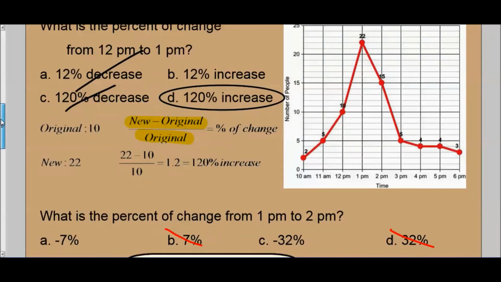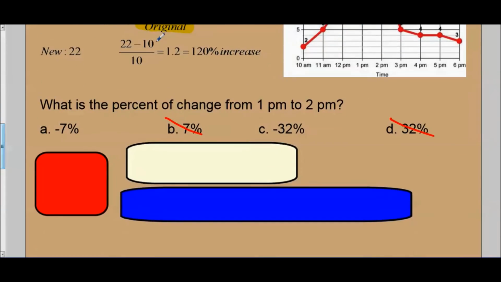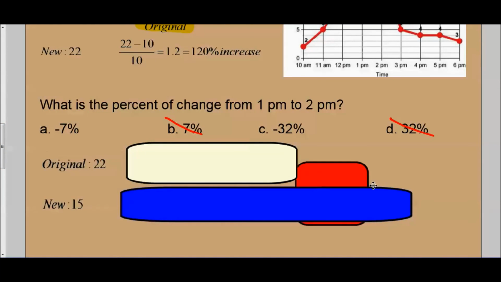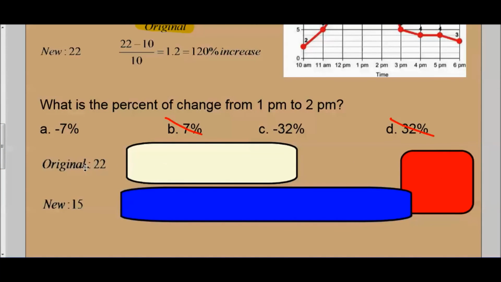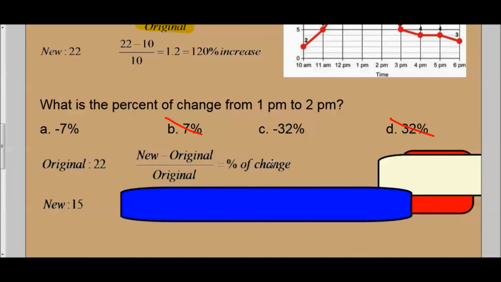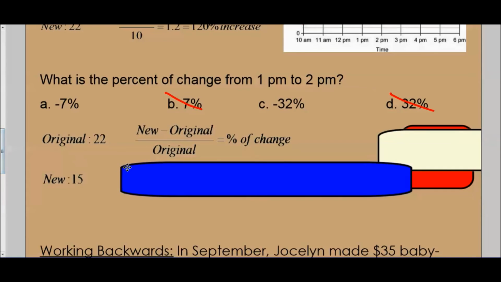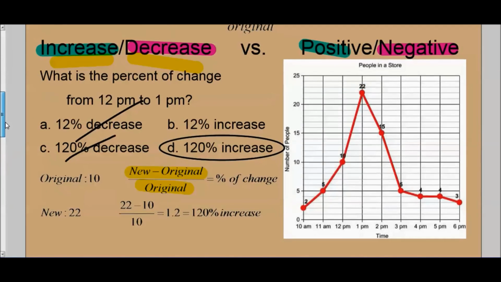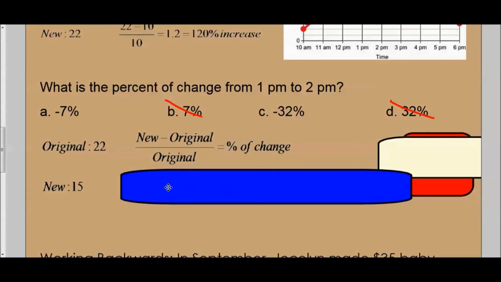All right, we're going to use the exact same fraction as before. Our original number was 22. Our new number was 15. And again, we're going to just do the new minus the original to find the percent of change. That's going to tell me whether it was a percent of increase or decrease. But I should already be able to see from this graph or from a word problem whether it's going up or down. So we subtract those two.